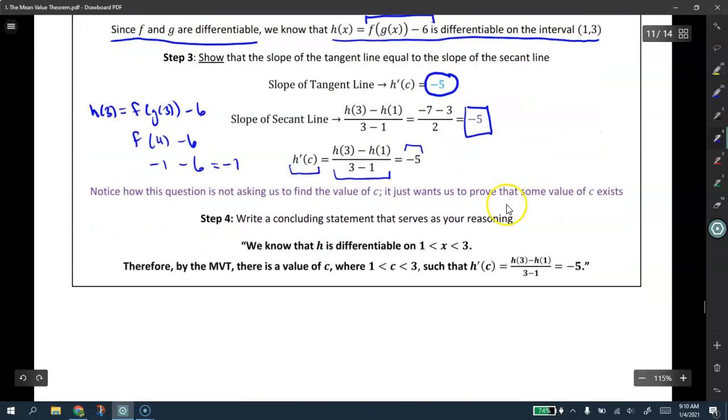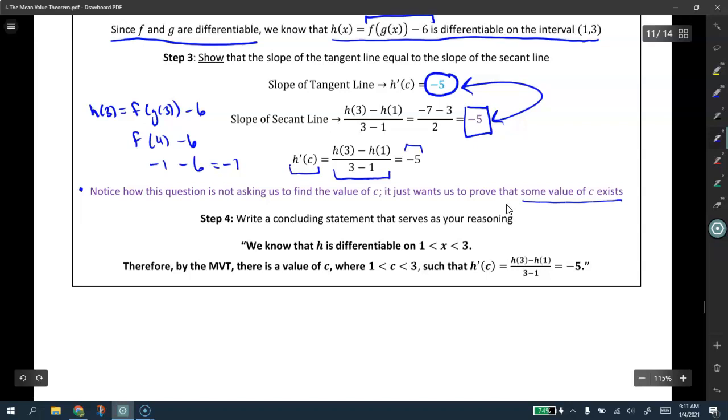It's saying that, and I put a little note here for you. It says, notice how this question is not asking us to find the value of C. We didn't have to find the value of C. It just wanted us to prove that this actually works out, meaning this number is equal to that number. And we did that.